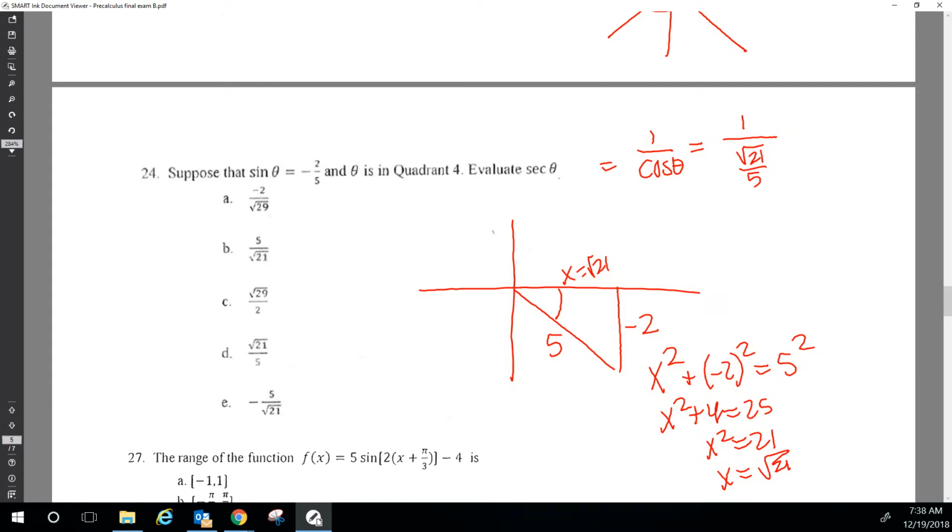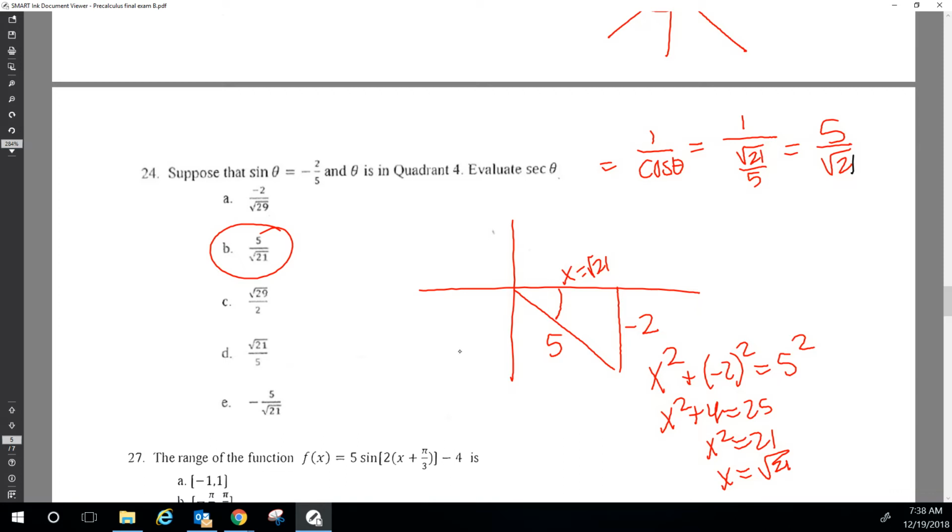But because it's secant theta, we want the reciprocal of this guy, which would be 5 over the square root of 21. This time, for whatever reason, they did not rationalize the denominator. If I'm on my A game, I will have the denominator rationalized on your final.